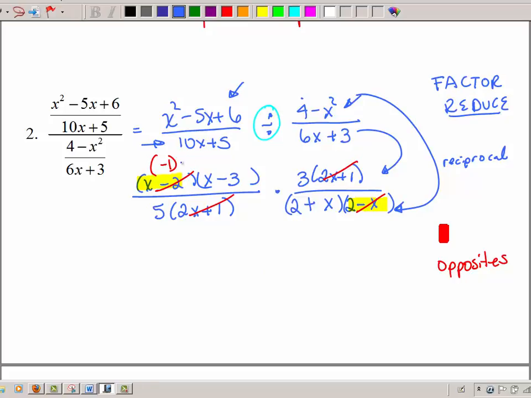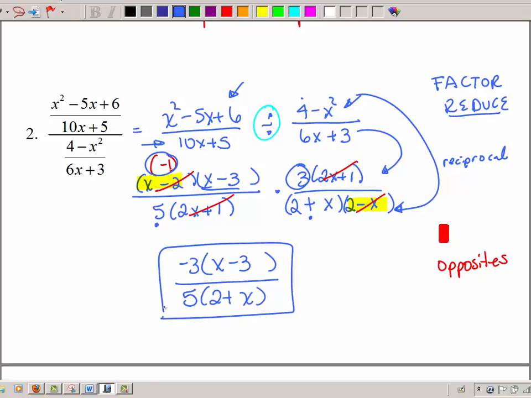So let's not lose that -1. So -1 times 3 is -3. And then I have an x minus 3 left on top. On the bottom I have a 5 and a 2 plus x. There you go. Again, just a review of multiplying and dividing rational expressions.